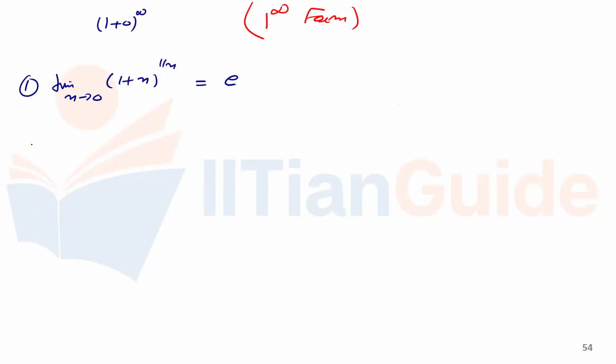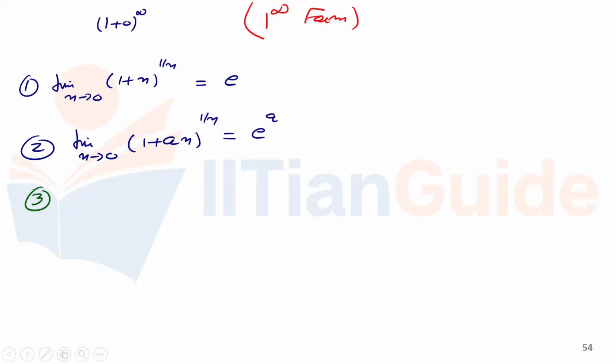Similarly, I have another formula. Limits n tending to 0, 1 plus, in place of the n, I am having an, and power is 1 by n. Its value is e power a. Okay, I am writing the same thing, but in a different manner. n की जगह 1 by n रखने जा रहा हूँ. I am replacing n with 1 by n. The formula 1 will get converted. So I will get limits n tending to infinity, after that, 1 plus 1 by n whole power n.